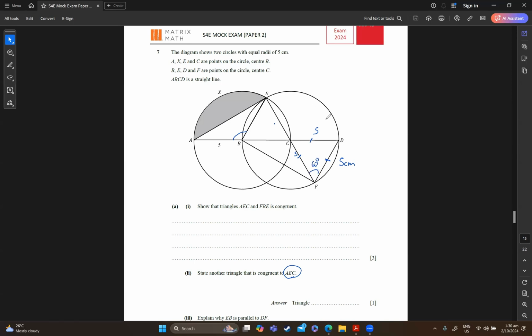So alternate angles, parallel lines, this 60 degrees. This is also 60 degrees. Therefore, this is 120 degrees.